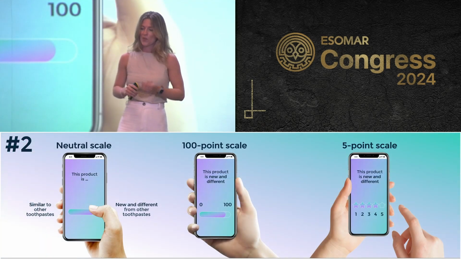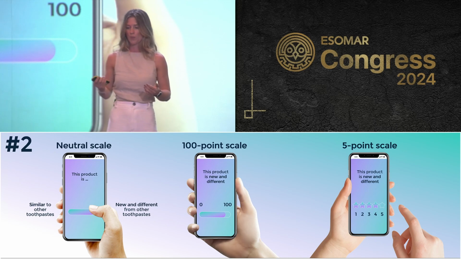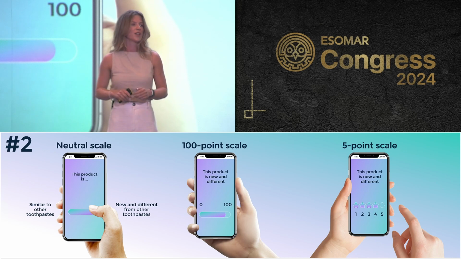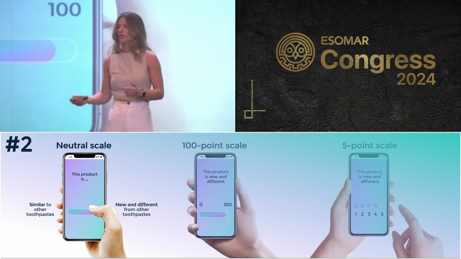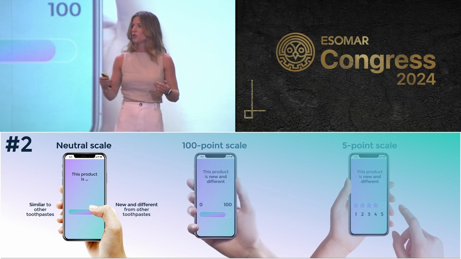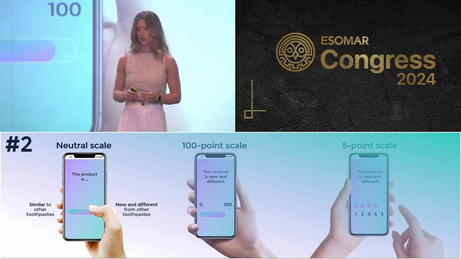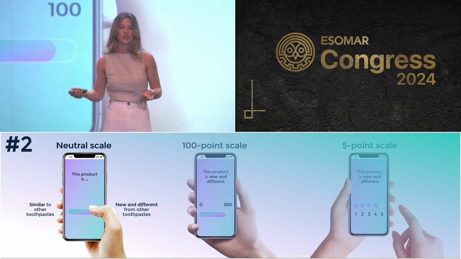Now, the second hypothesis was that cultural response bias is reinforced when the answer options clearly indicate right or wrong. For example, a numeric scale ranging from low to high suggests that high is the best answer. This is why I compared it to a neutral scale. The purpose of a neutral scale is to not have a negative label like 0 or a positive label like 100, but instead to compare two opposite but neutral labels, such as similar to other toothpaste and new and different from other toothpaste.